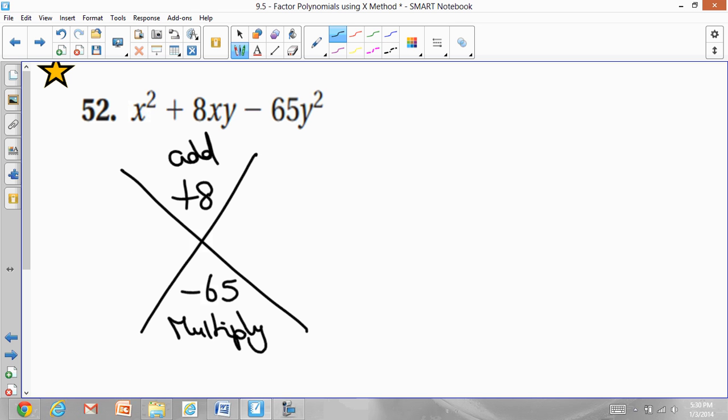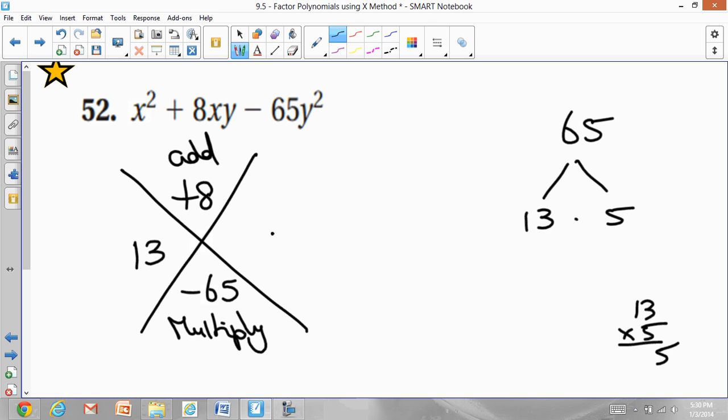So 65, what two numbers multiplied will give you 65? So let's break it apart. I have 13 times 5. So 13 times 5 is going to give you 65. You can multiply and see using your calculator. So now you're thinking 13 and 5 also combine to give you positive 8.